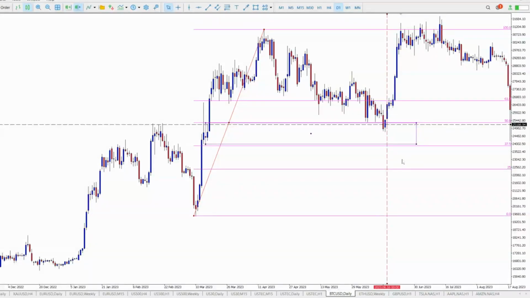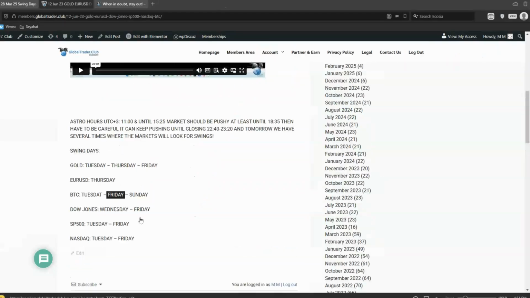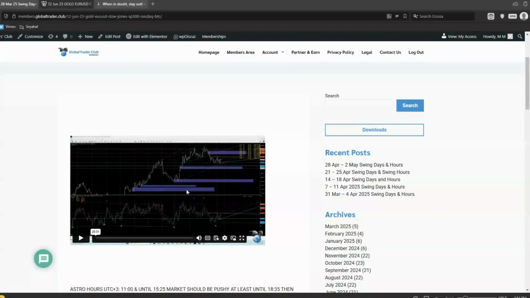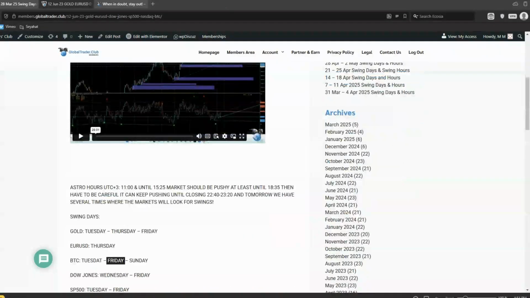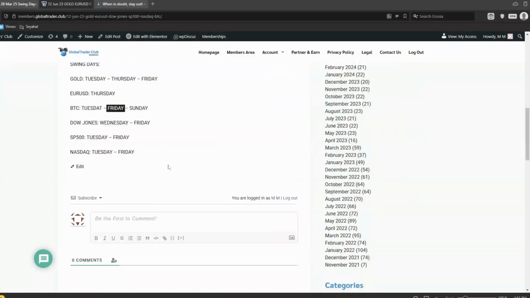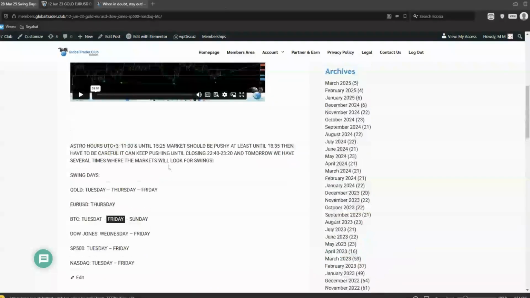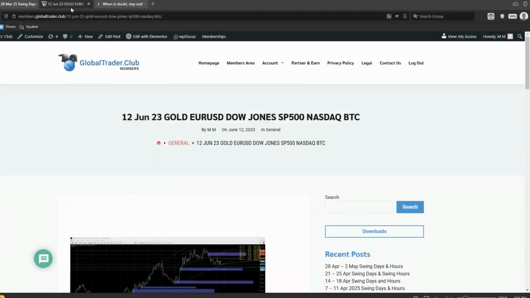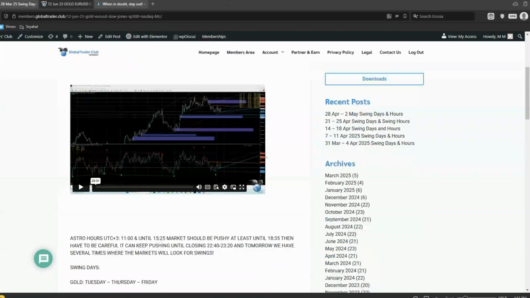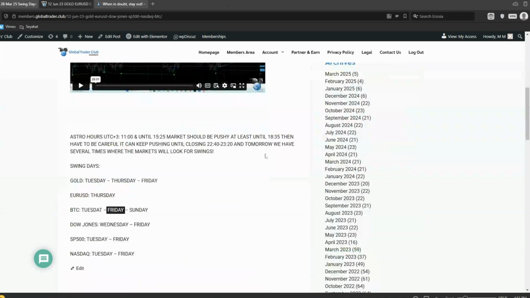So that's basically what we're trying to do, fitting the swing days and the swing hours into that day as well. Okay, so I hope that's making sense. Also, obviously, on the 16th of June, what you're going to have to look out for is the hours too.